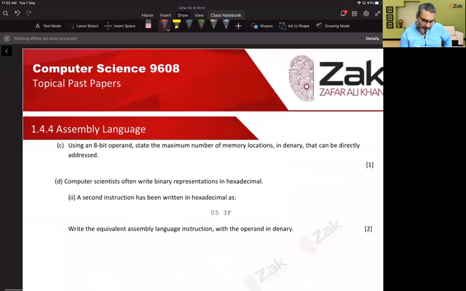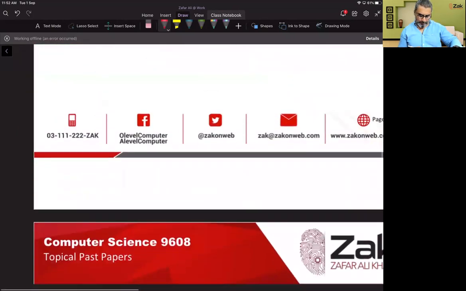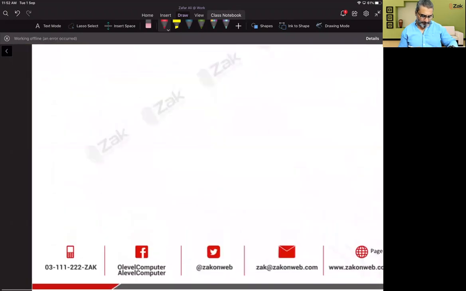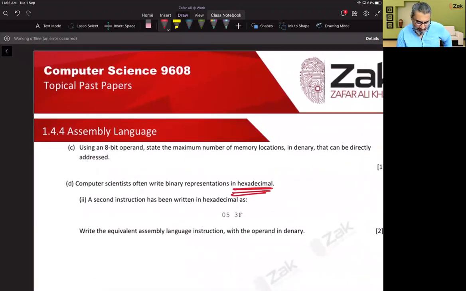Computer scientists often write binary representation in hexadecimal. If you do remember from O-level, it used to say that they are less error prone and can be remembered, things like that. A second instruction has been written in hexadecimal form as 053F. Write the equivalent assembly language instruction with the operand in denary.